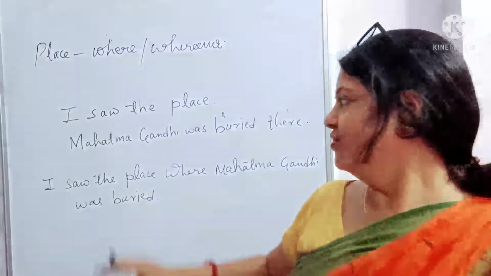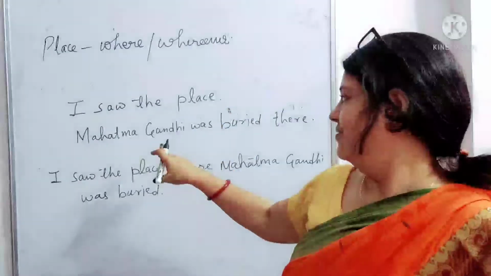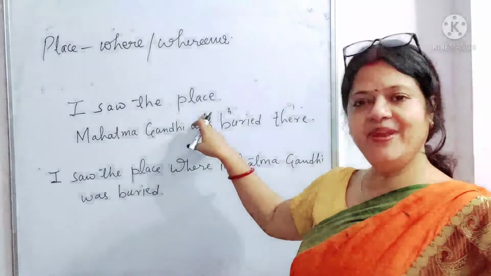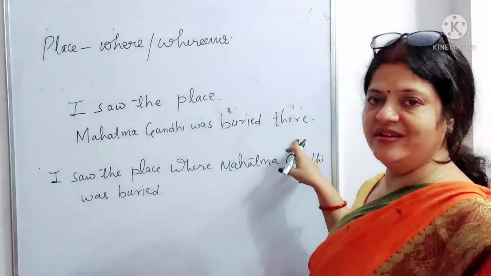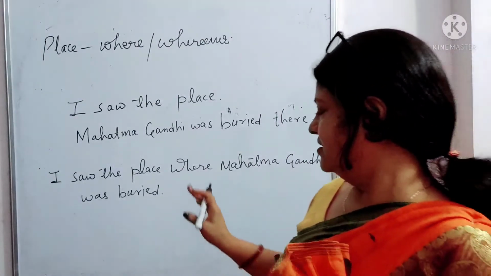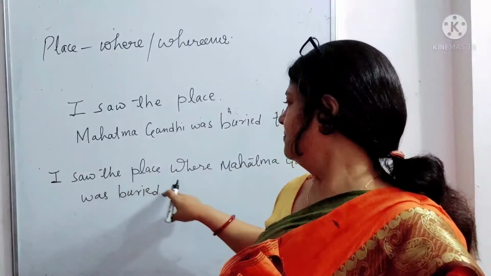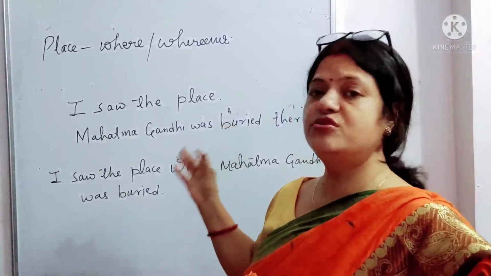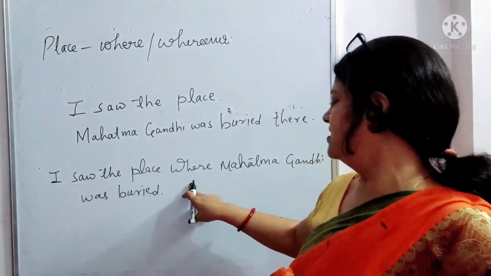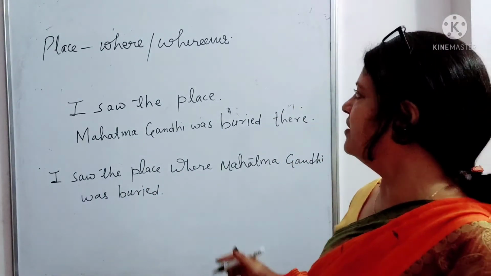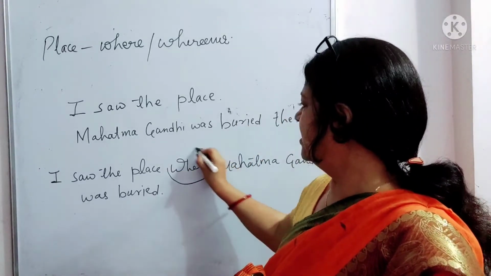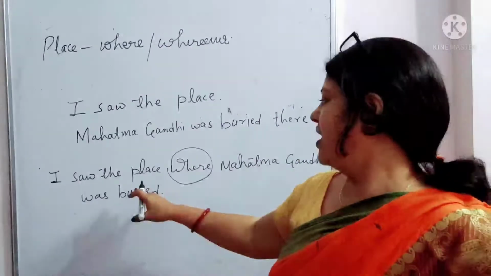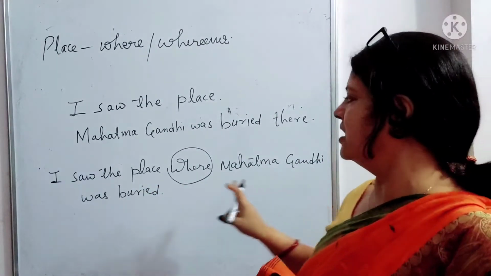I saw the place, Mahatma Gandhi was buried there. Two sentences are there on the board. Now, I saw the place, this is a principal clause, so I will write it as usual. I saw the place where Mahatma Gandhi was buried. So I've added the subordinating conjunction where to start this subordinating clause.